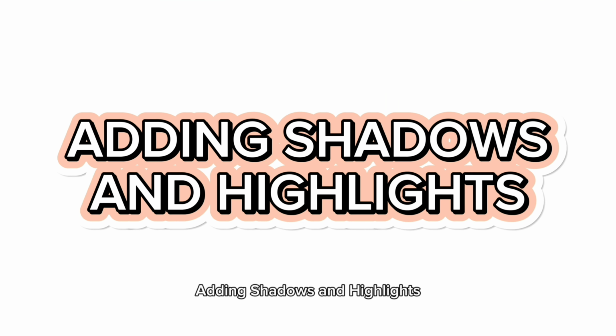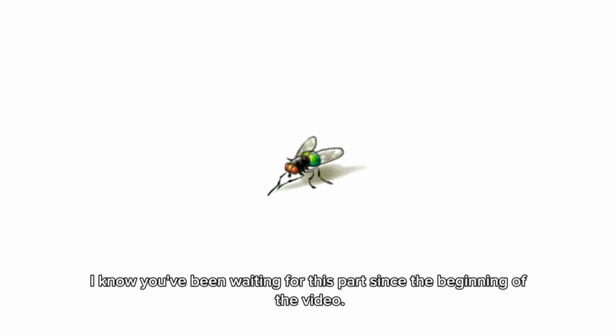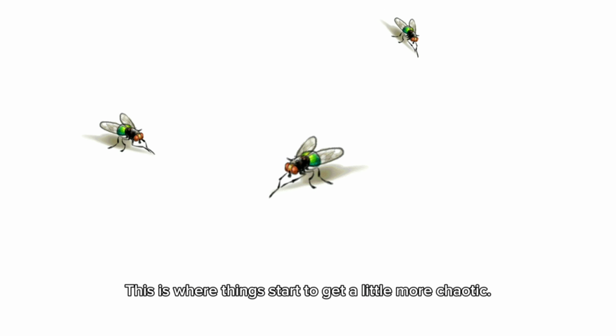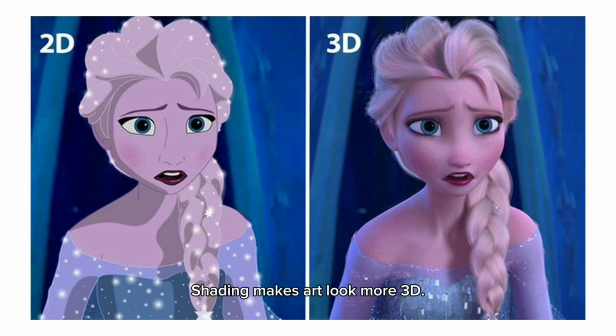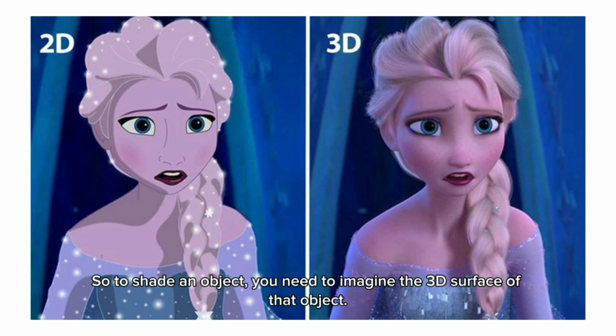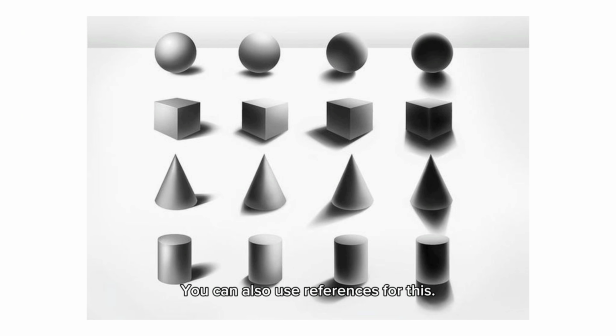Adding shadows and highlights. I know you've been waiting for this part since the beginning of the video. This is where things start to get a little more chaotic. Shading makes art look more 3D. So to shade an object, you need to imagine the 3D surface of that object. You can also use references for this. And this is the best way.